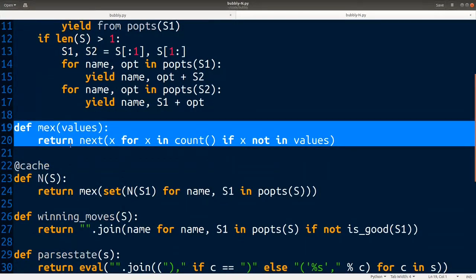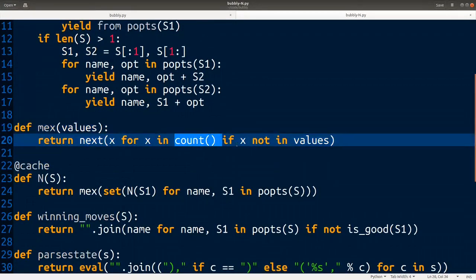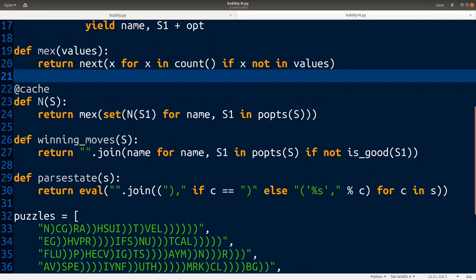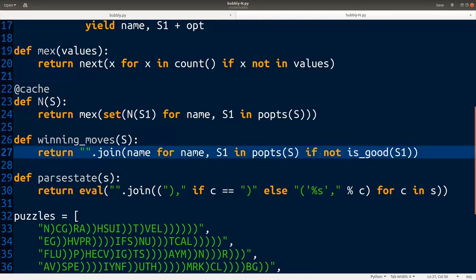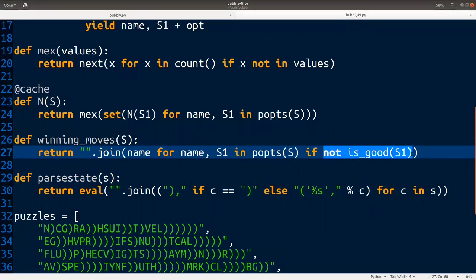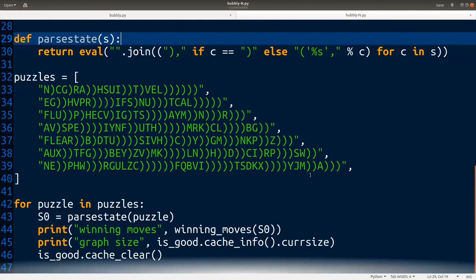All right, so this is just going to count up 0, 1, 2, check whether each of the values is in the given value set, and if not, then as soon as it finds one, it returns it. Okay, and winning moves needs to be updated. Remember, our definition of whether a state is winning or not is it's bad if n equals 0. So we'll replace this with -1 equals 0.